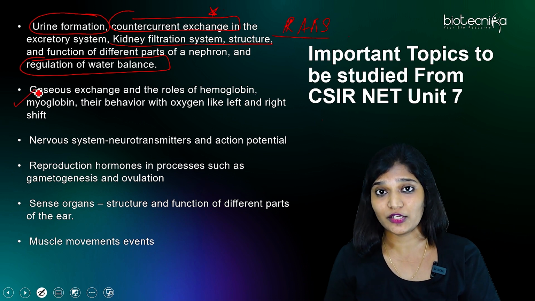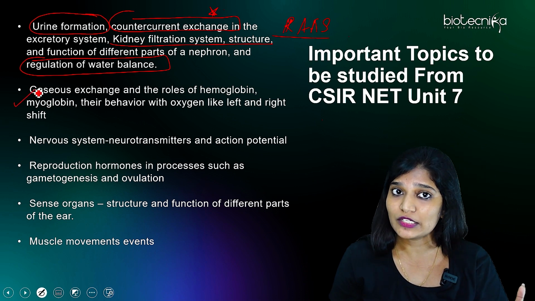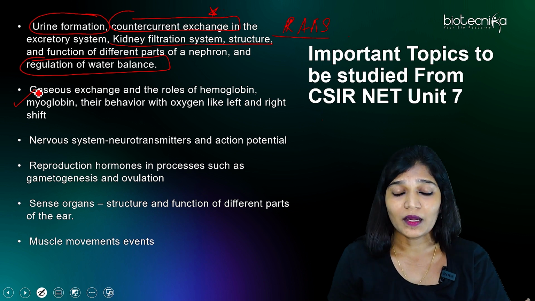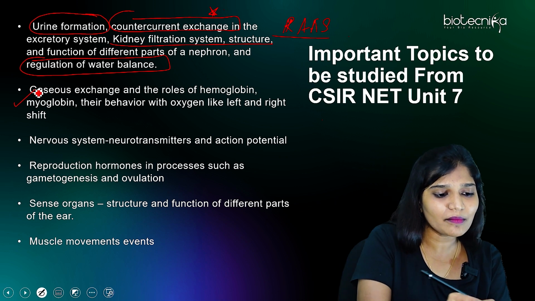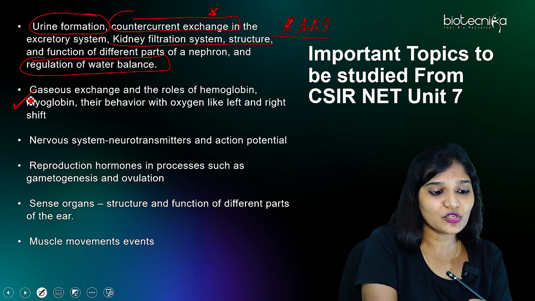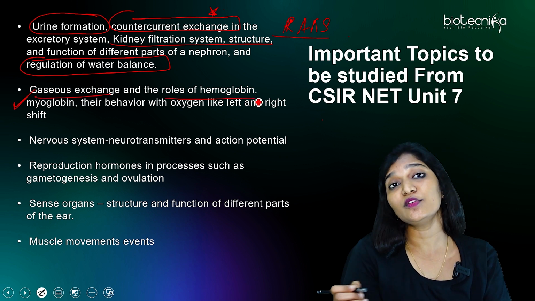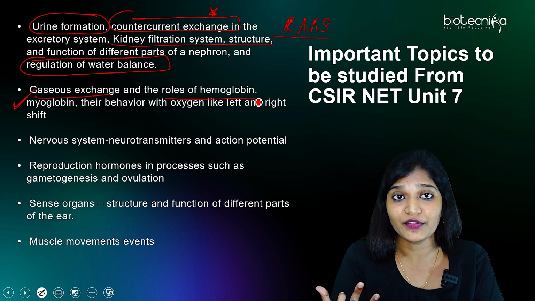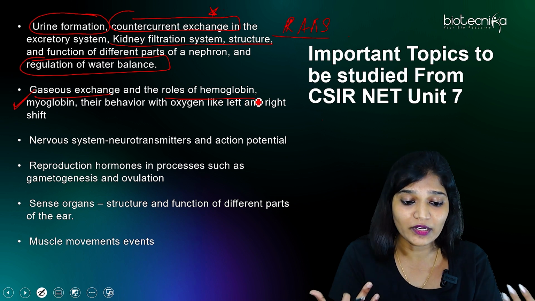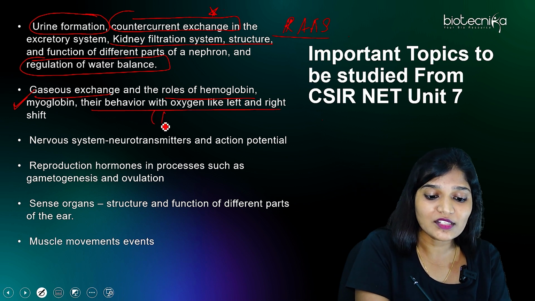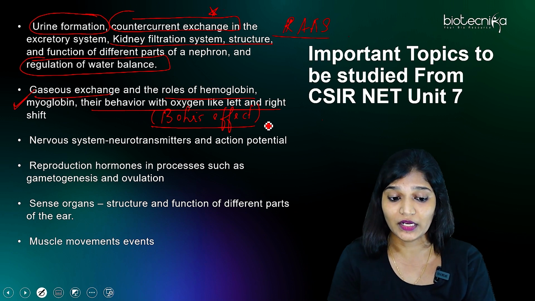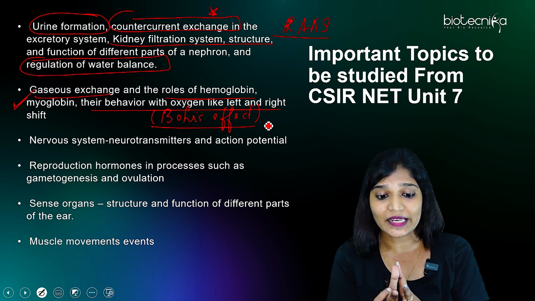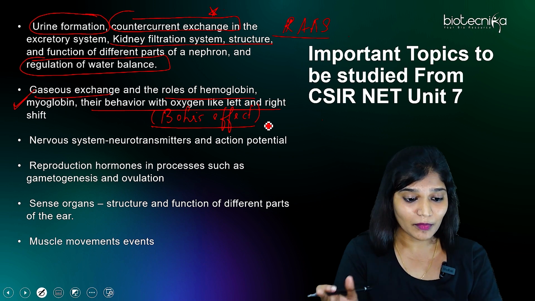The next comes the respiratory system. So concentrate on endocrine, and then you can proceed on with the cardiovascular, and then with the reproductive system, and then you can go in for the excretory system. After that, you can come in for the respiratory system, which is gaseous exchange. And what is the role of hemoglobin? What are they going to do? Are they going to carry oxygen, or what's their role in it? You have to study, and you also have to concentrate on Bohr's effect, and the oxygen association or oxygen dissociation curve. That's what it's mentioned, like the behavior with oxygen, like left and right shift. So you have to remember this one.